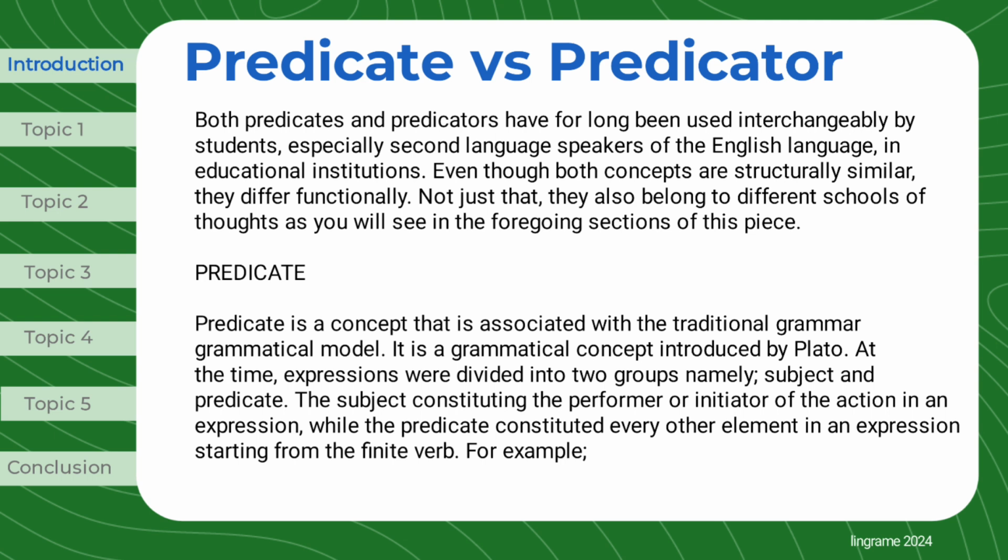Predicate. Predicate is a concept that is associated with the traditional grammatical model. It is a grammatical concept introduced by Plato. At the time, expressions were divided into two groups, namely, subject and predicate. The subject constituting the performer or initiator of the action in an expression, while the predicate constituted every other element in an expression starting from the finite verb.